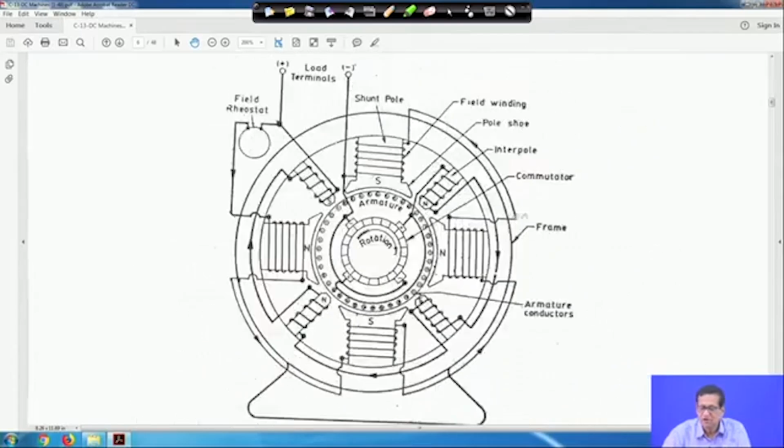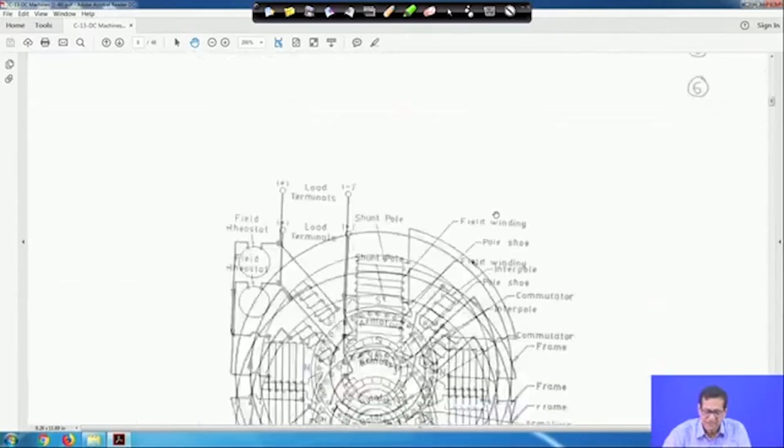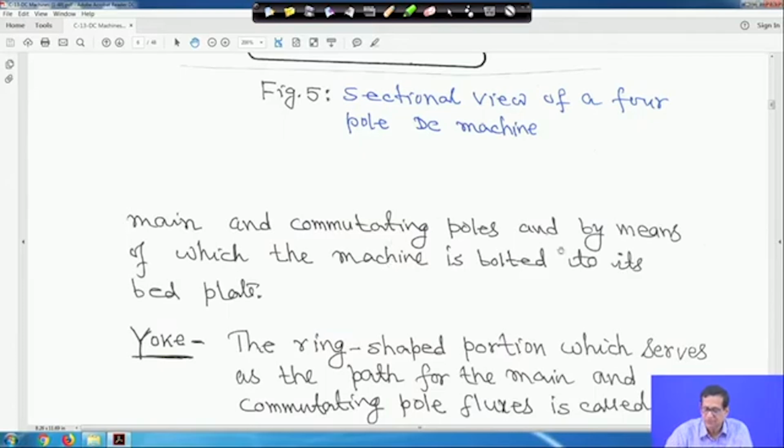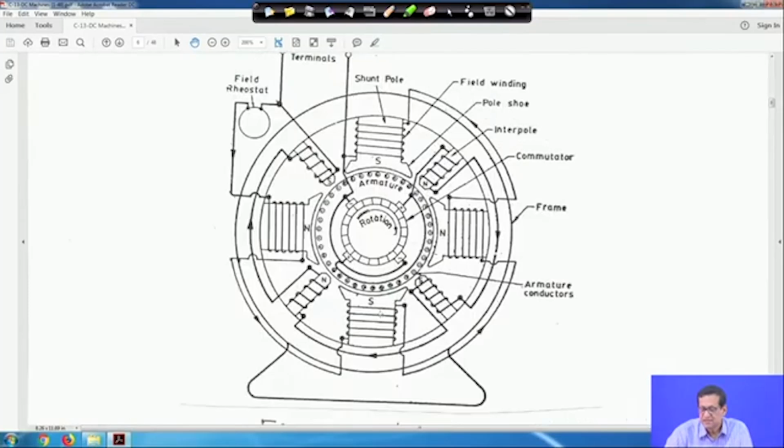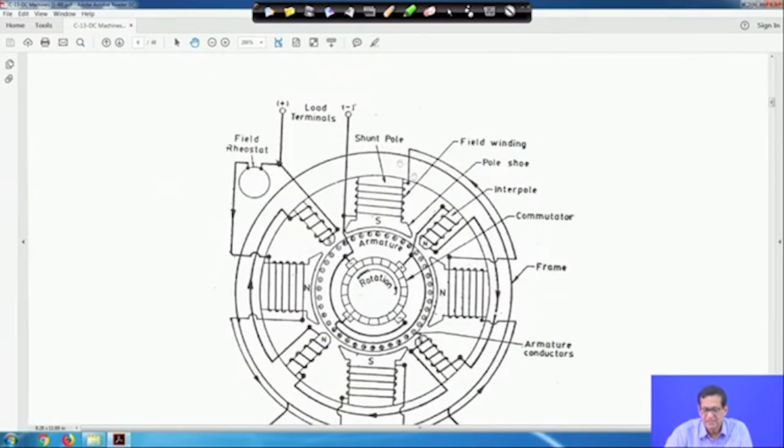To the frame are fixed the main and commutating poles, and by means of it the machine is bolted to its bed plate. The yoke, the ring-shaped portion which serves as the path of the main and the commutating pole fluxes, is called the yoke. Here you can see the interpole, the commutator, the frame, the shunt pole, load terminals, field rheostat, and field winding. And this is the direction, and this is the armature marked here.